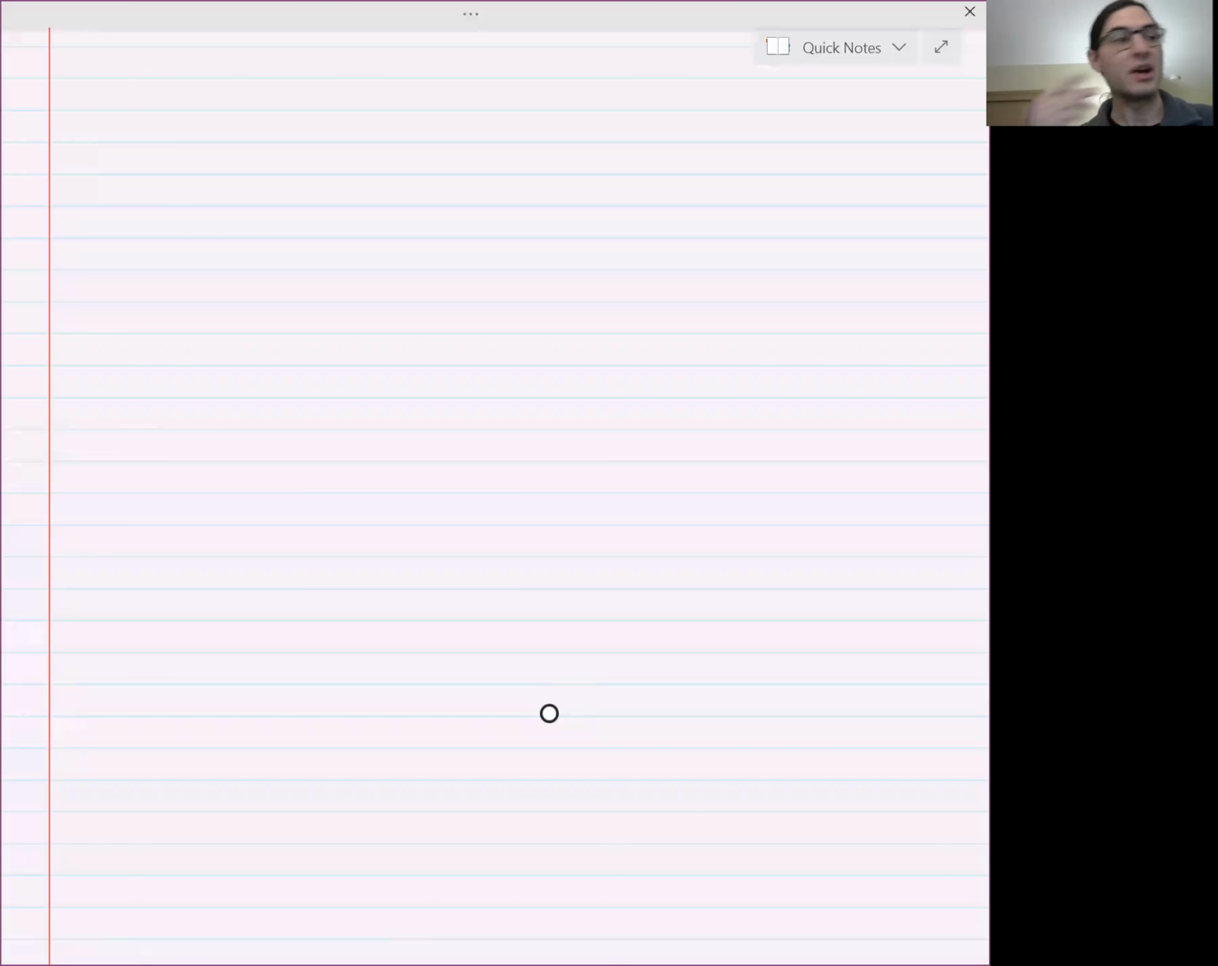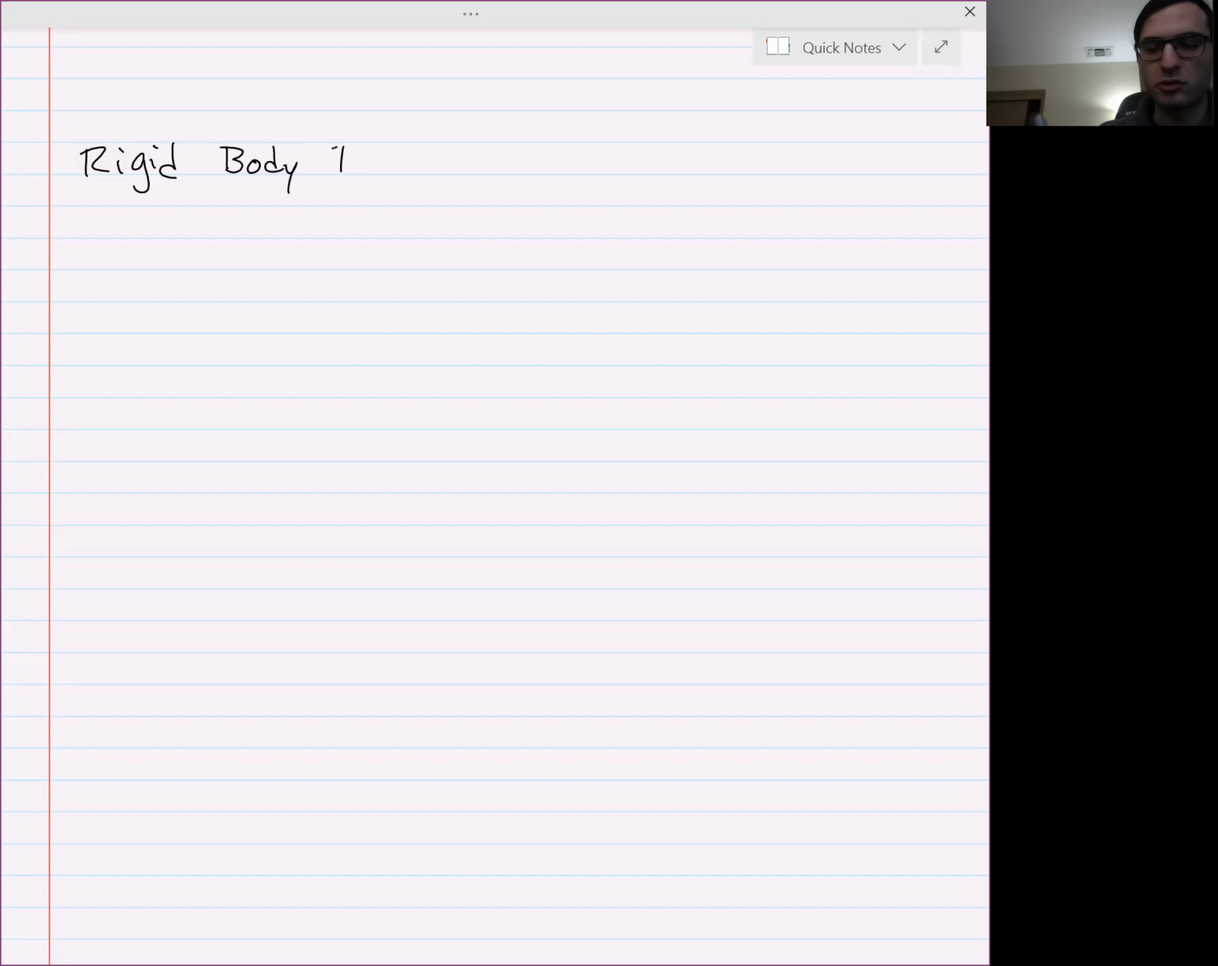Right, so we're going to talk about rigid body rotation. And apologies if my handwriting is bad.